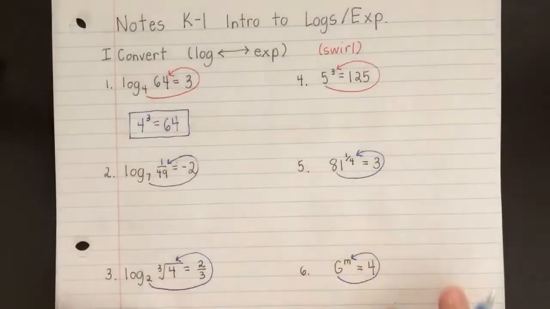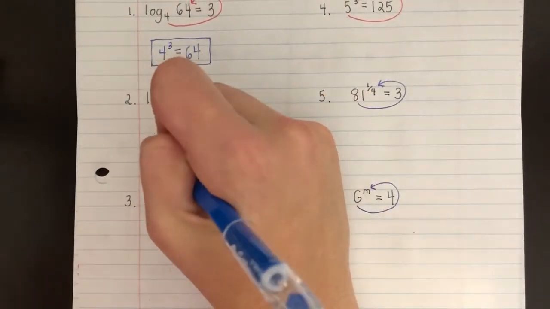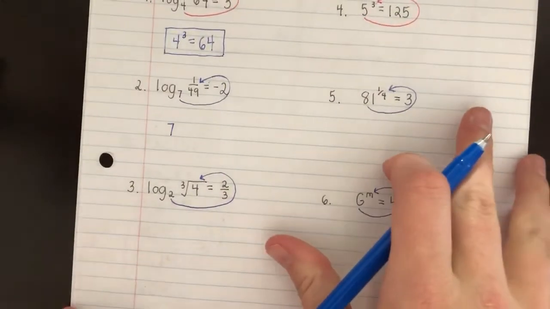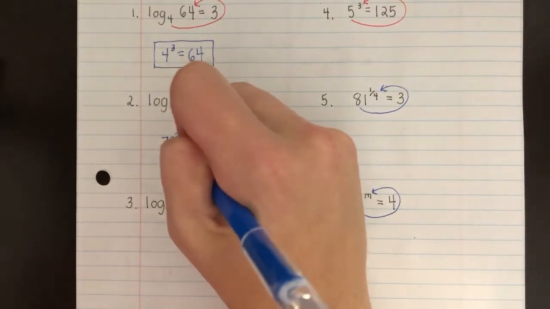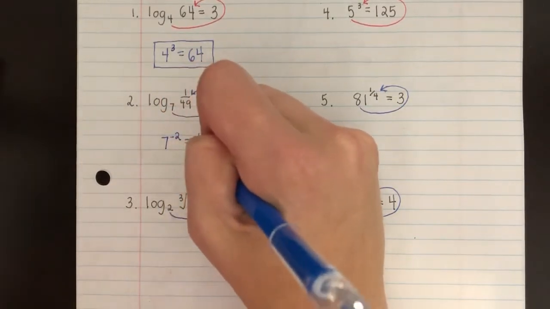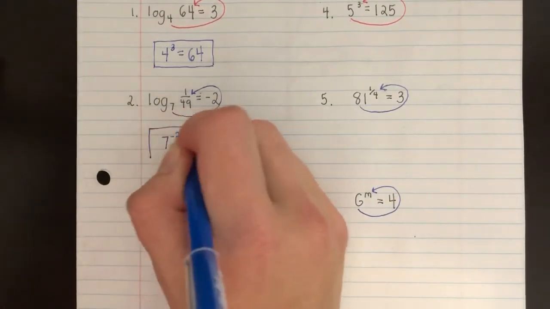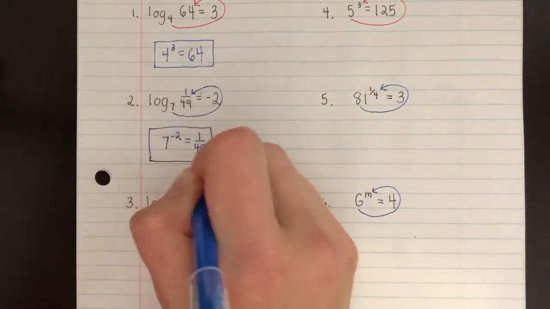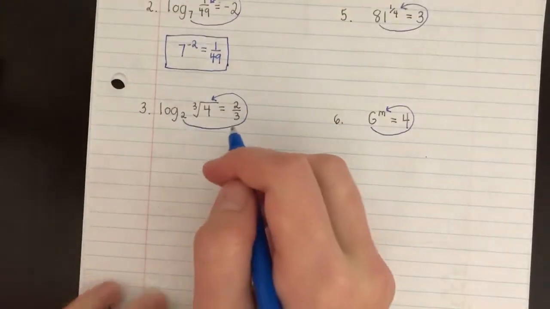Okay, so let's look at number 2. So here again, the base of the log is 7. So that'll become the base of your exponential. Okay, so 7 to the negative 2 equals 1 over 49. And again, that is a true statement. 7 to the negative 2 is 1 over 49. So I'm going to box it up. We're done.